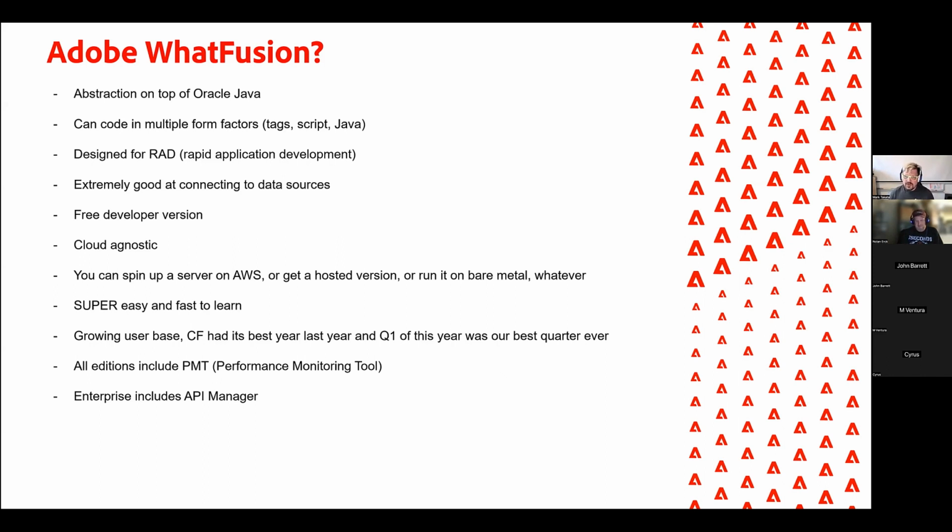So Adobe ColdFusion, in a very basic sense, is an abstraction on top of Oracle Java. It's a way of programming in a faster, easier way in multiple form factors that ends up getting compiled to Java. So it has all of Java's security, stability, and scalability, but you don't necessarily have to code in Java to get the benefits of Java. That said, because we're very flexible, you can code in a bunch of different form factors.